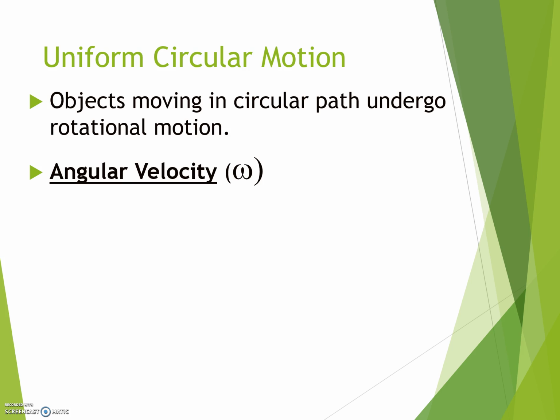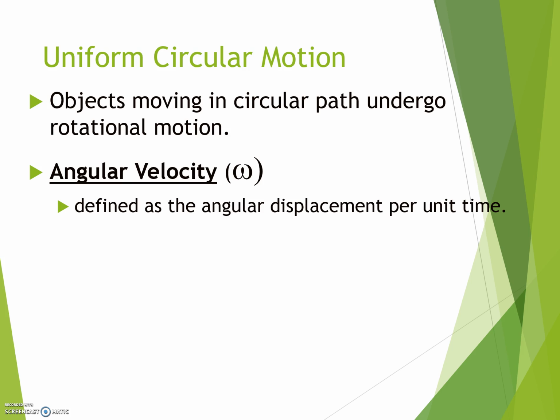We're going to talk about angular velocity calculations today. And when we talk about angular velocity, it's defined as the angular displacement per unit time. The units for angular velocity are radians per second. So the equation we want to use is angular velocity equals the angular displacement divided by the time.